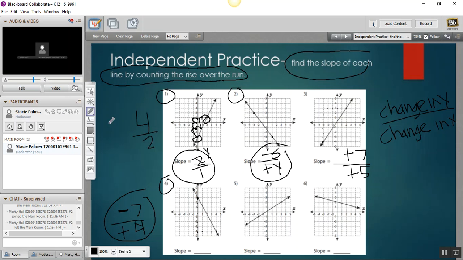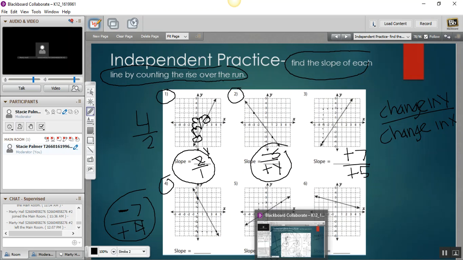Okay, next one. Look at the next one. We're moving up and to the right. Okay, so let's count it. From here to here, we have to move up 1, 2, 3. Up 3. That's going to be a positive 3, top of our fraction. The bottom of our fraction is going to be a 1, 2, 3, 4, 5, positive 5. Okay, so we moved up and to the right. Our slope is positive 3 over positive 5.